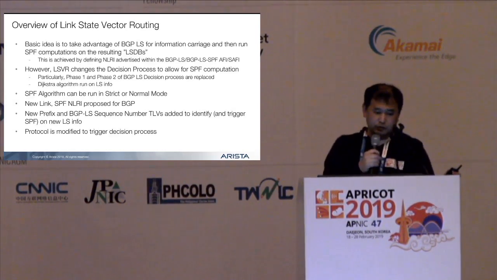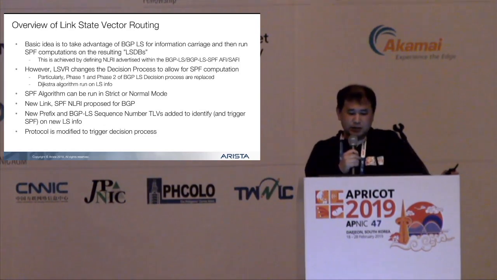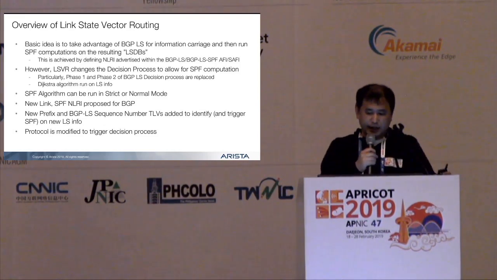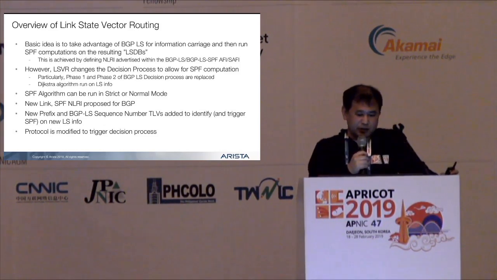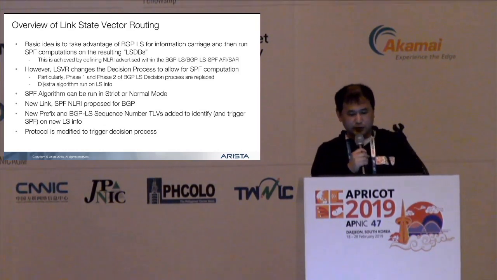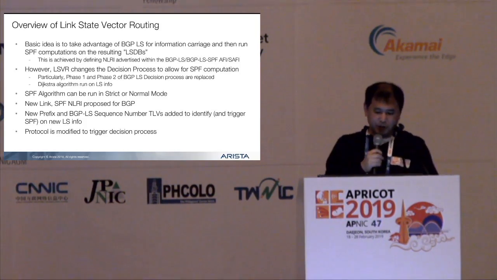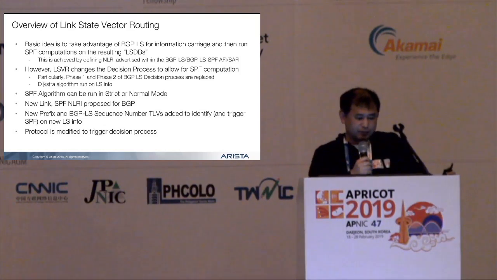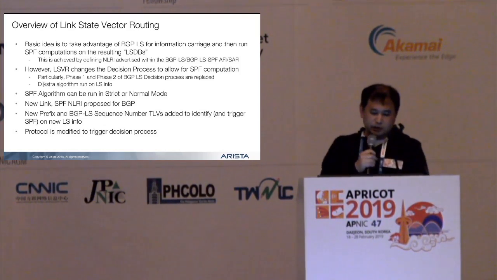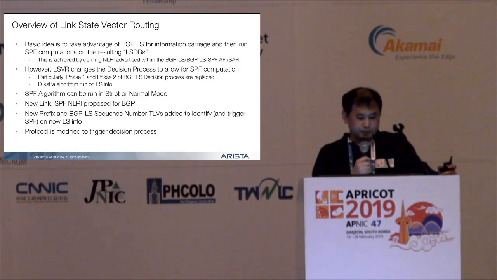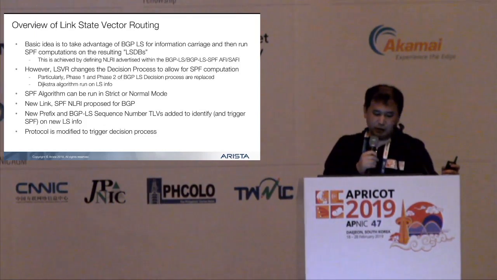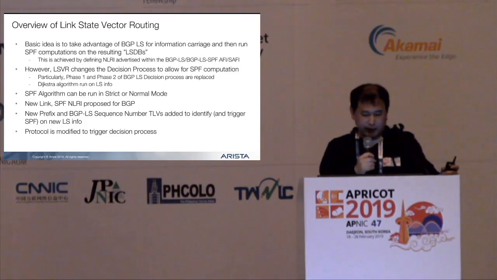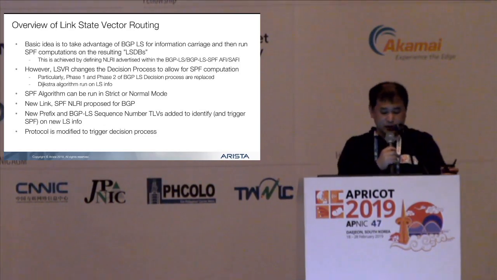Overview of the link state vector protocol. The basic idea is to take advantage of BGP-LS for information carrying, and then run the SPF computation on the resulting link state database. Actually, BGP-LS transits link state information via BGP, but this idea is to use BGP-LS to compute the LSDB. However, LSVR changed the decision process to allow the SPF computation. The SPF algorithm can be run in strict or normal mode. A new link SPF NLRI is proposed for BGP. A new prefix and a BGP-LS sequence number TLV are added to the identifier. The protocol is modified to trigger the decision process.